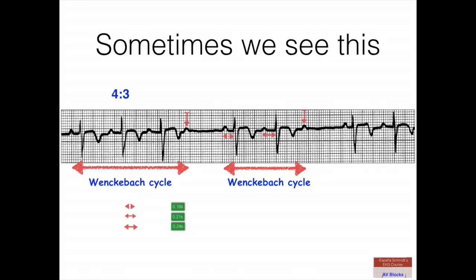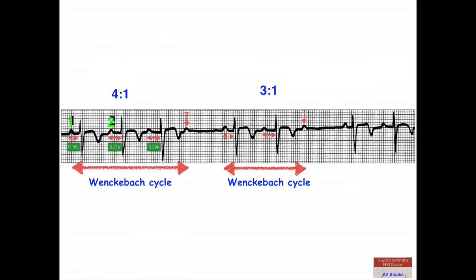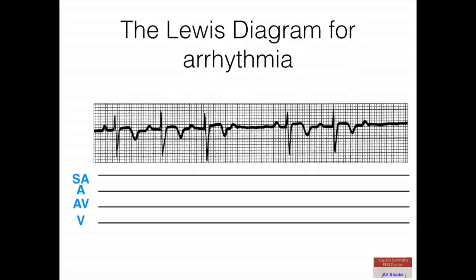The first cycle will be called 4-3 because there are 4 P's conducting 3 QRSs, and the second one will be 3-2 because there are 3 P's conducting 2 QRSs. As we can see here, there are 4 P's and then there are 3 QRSs. As we can see in this Lewis diagram, basically the defect resides in the AV node that is delaying the impulse more and more until it gets blocked and the cycle repeats.